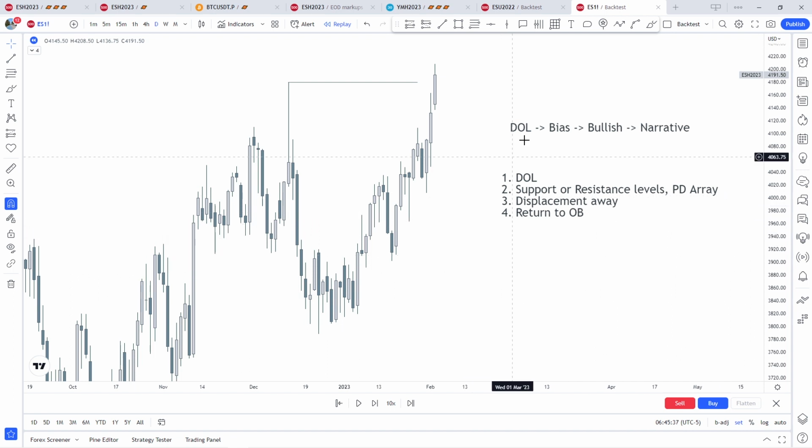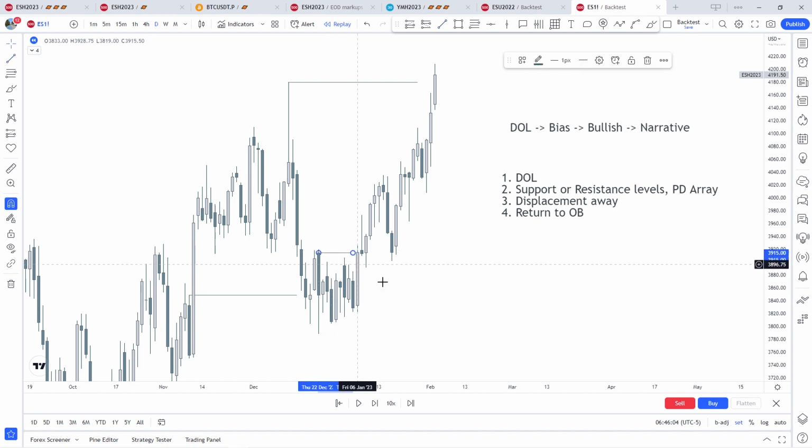So now we have our draw on liquidity, our bias, bullish, and our narrative. What's the first thing we look at? Where are we coming off of? Support or resistance levels, aka PD array. This bullish order block, it's a bullish order block. Why? Because it fits our narrative, it fits our DOL. We're consolidating here, we move away from the consolidation. This is our bullish order block. Why? Because it overlaps the entire consolidation here. So you can see it's big. This is all inside this order block.